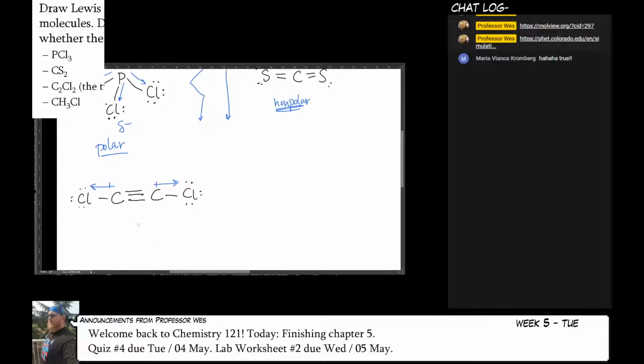And then you can see that if I stack these two arrows on top of each other, I'll just go over to the left and then come right back, right? So this is nonpolar as well.